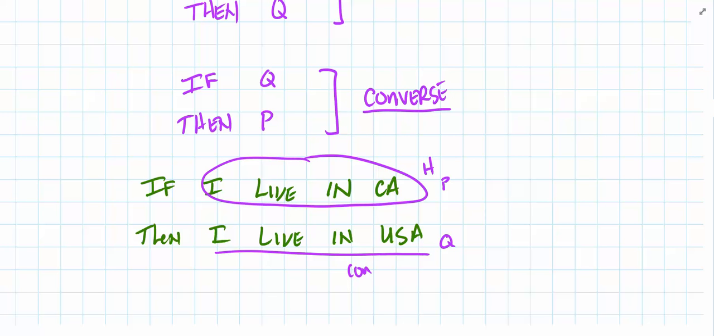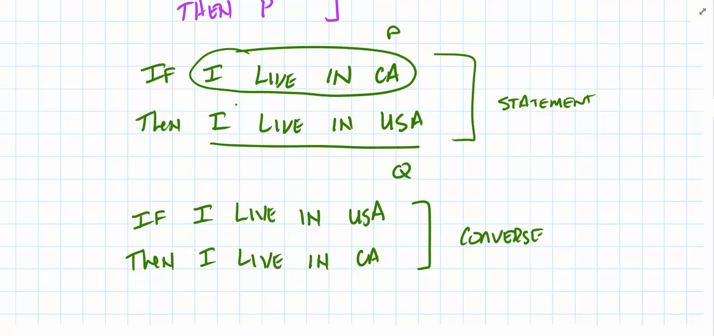Okay, right now, write the converse. Okay, how many of you came up with this? If I live in the USA, then I live in California. It's false. Okay, all right. Well, first of all, did you come up with the right statement? Okay. This is the correct statement in terms of what the converse is. You guys cool with that part?